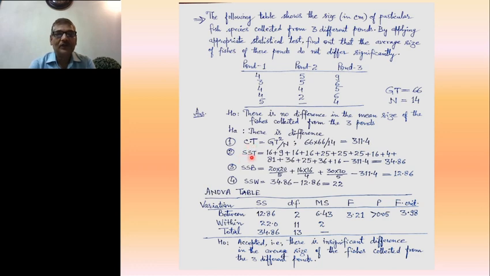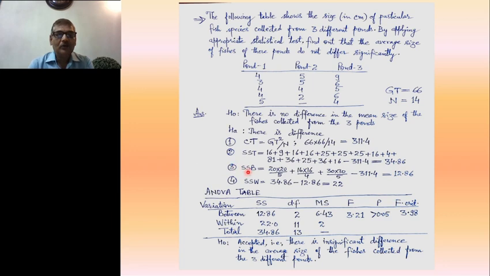Next will be SST, and in SST every value gets squared, that is 4 is squared, that is 16. Then the second value 3 is squared, it comes 9. Likewise every value gets squared, and finally from the last one, the 311.4, that is the correction term value, will be subtracted. So you get 34.86. This becomes the SST value.